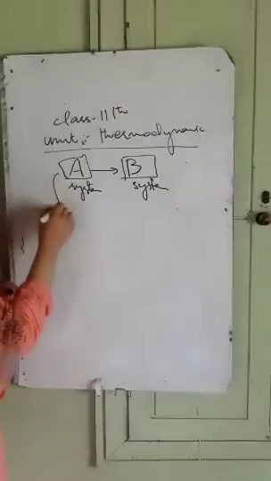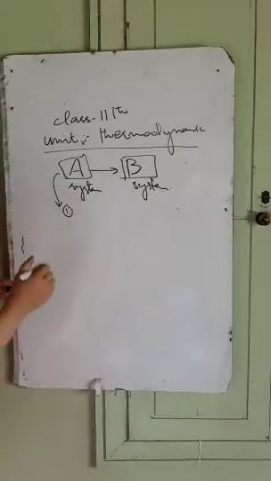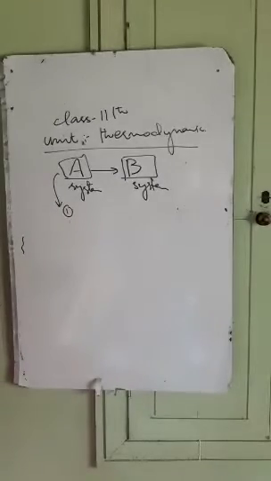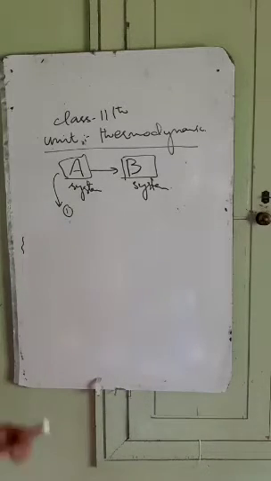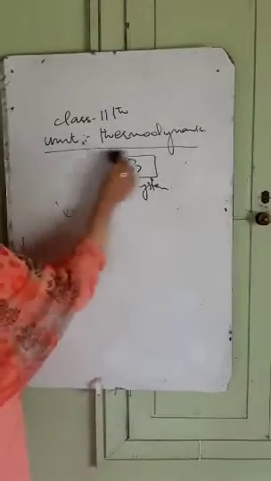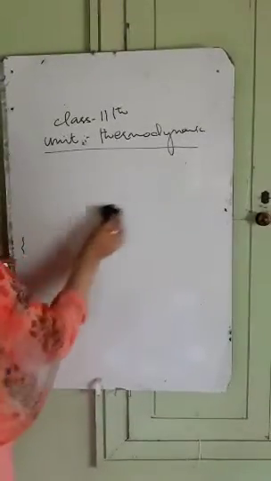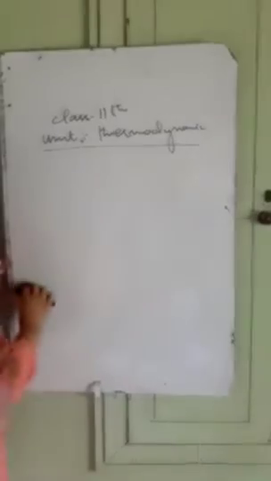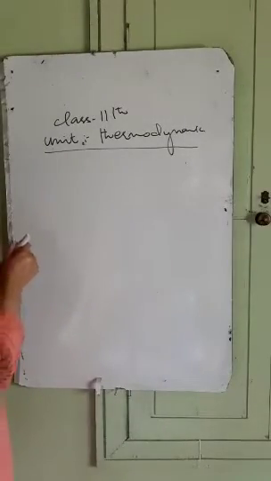Then we have various types of processes. That is, we have the isothermal process. Then we have another one, that's called the isochoric process. Number three, we have the adiabatic process, and number four, we have the isobaric process. आज मुझे डिस्कस करना है कि these processes can be either reversible or irreversible processes. So these thermodynamic processes may be reversible or irreversible. आज हम जानेंगे what is a reversible and what is an irreversible process.